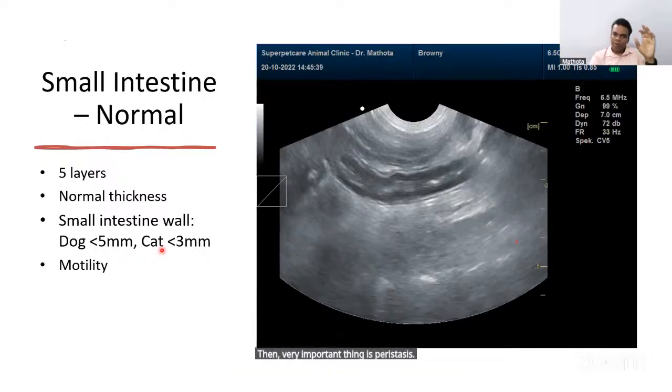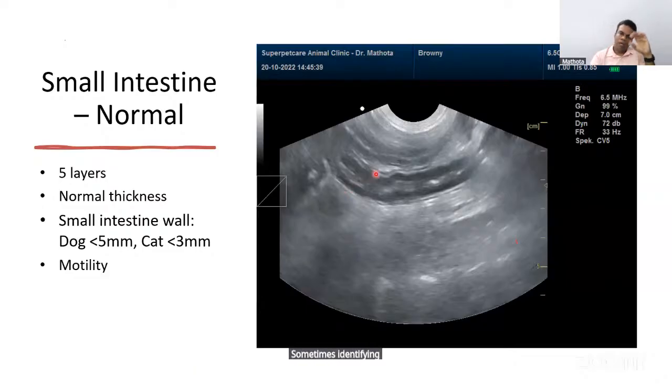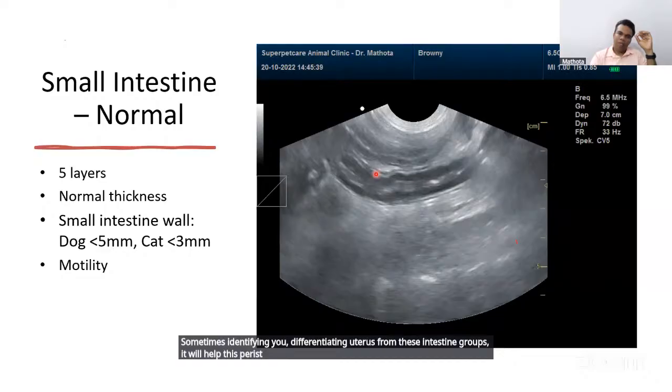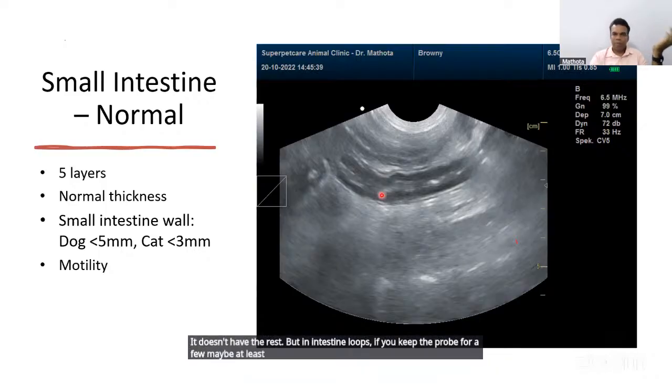Then very important thing is peristalsis. You can keep the probe on this intestine loop like this and see for peristalsis. Sometimes differentiating uterus from these intestine loops, this peristalsis movement will help. Because if you see the uterus, it's a tubular structure like this, slightly enlarged uterus, it doesn't have peristalsis. But in intestine loops, if you keep the probe for at least a few seconds, maybe 30 seconds, you will see peristalsis.